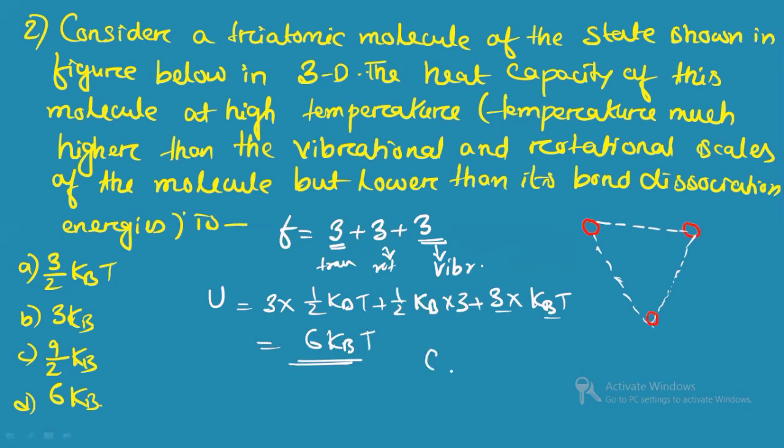Now the specific heat Cv, it will be equals to how much? Del U by del T. Yes or no? So if you do del U by del T, you will get 6 kB. Okay, so the specific heat for this triatomic molecule is 6 kB. All right.